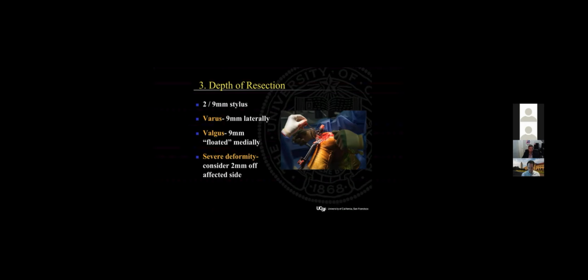Regarding the depth of resection using the 2-9 stylus, for regular varus knees, I will reference 9 millimeters off the unaffected lateral side to ensure I have enough space for the smallest composite tibial component with poly. For standard valgus knees, I will often float the 9 millimeter finger off the less affected medial side, as any more than that, you'll be chasing the gaps for the remainder of the case and likely end up with a very thick poly.